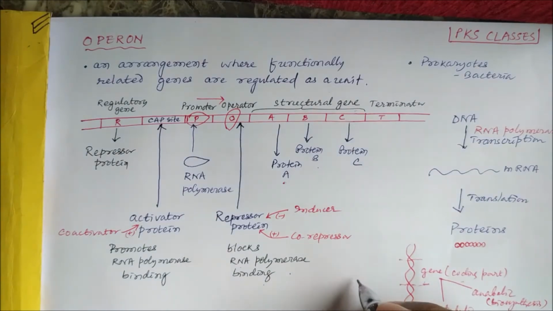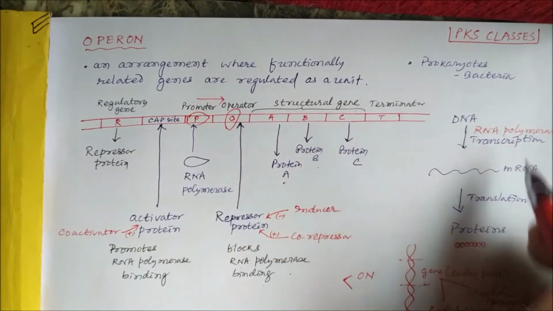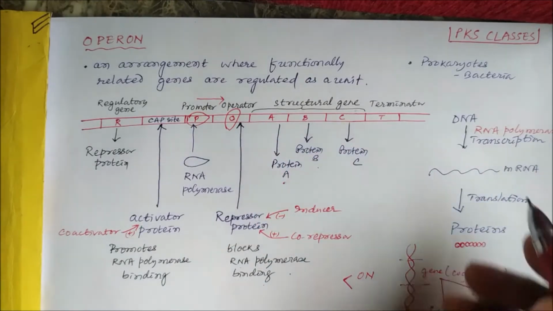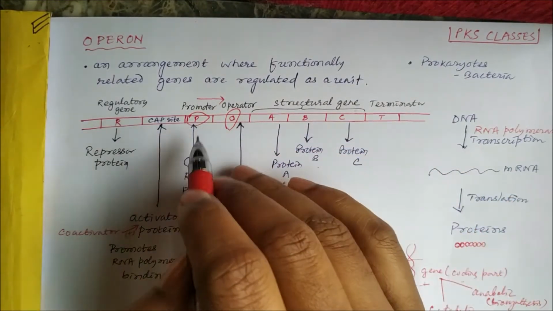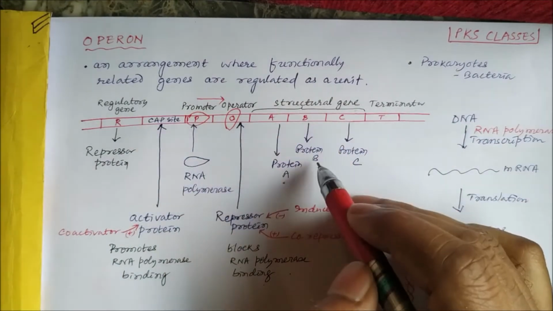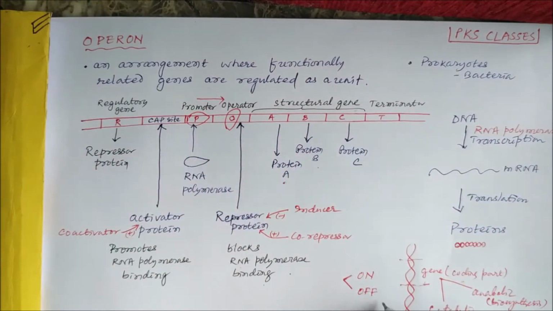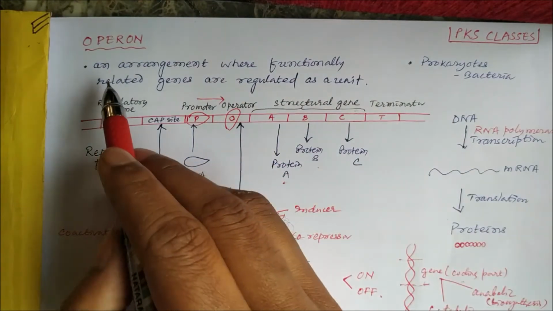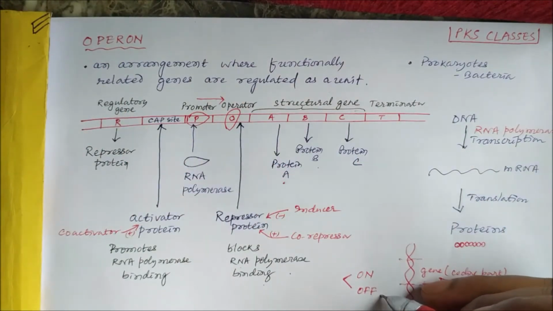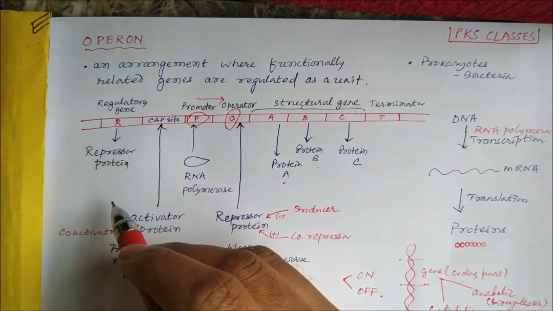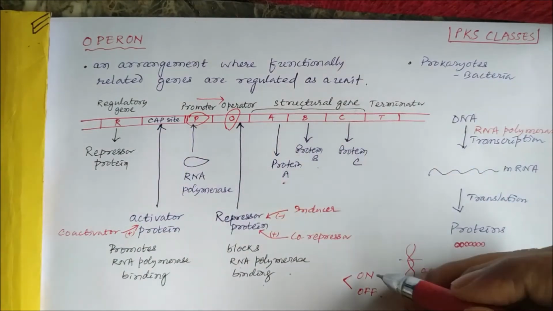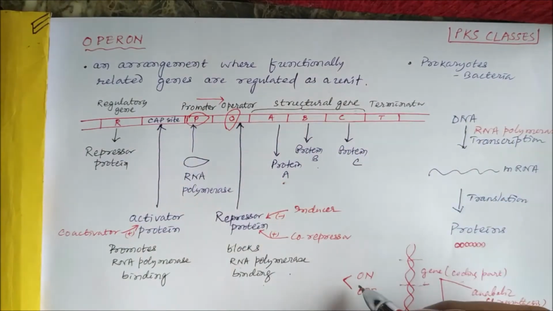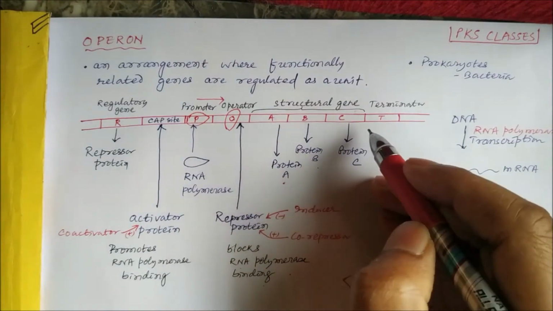So gene on means transcription will be there and protein synthesis will be there. That we call gene expression. And off means no RNA polymerase action, no transcription, no protein synthesis, that is off. In the similar way the operon can be on and operon can be off. There is a condition in which the genes are normally on, and a condition when the genes are normally off.